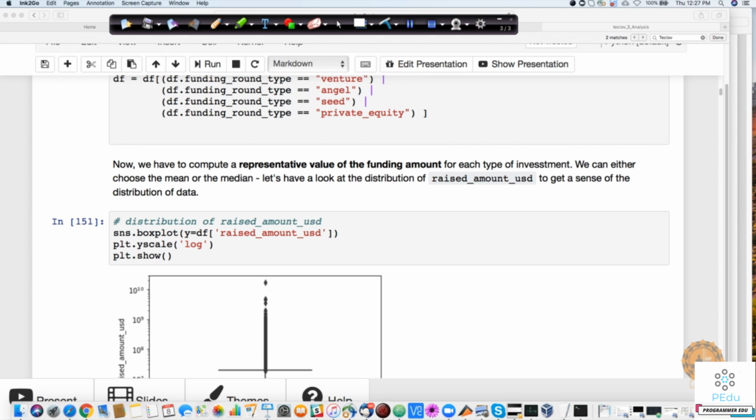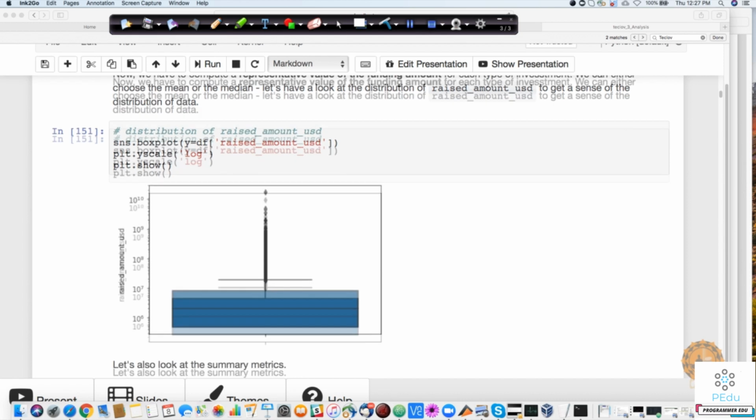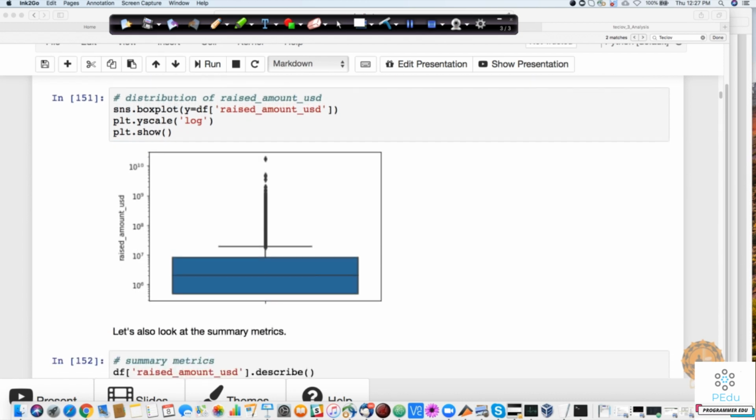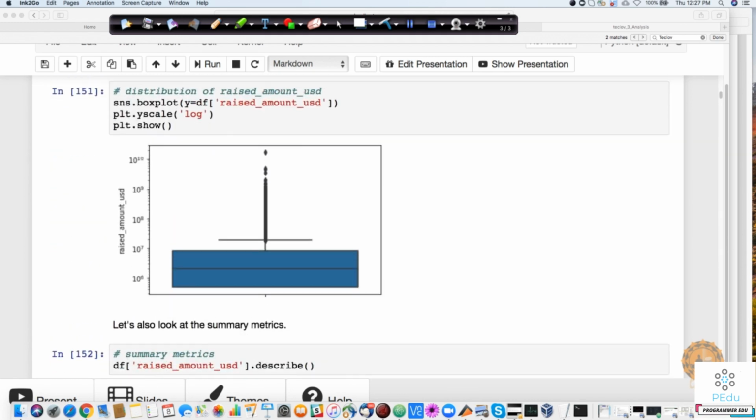So let's do that. In this case, let's look at the raised amount USD, and on the Y axis, if you notice, I have taken the log of it. Otherwise, if you remove the log and create this, you will not be able to make out anything of it, because it's on a very bad scale. Now let's look at the summary stats. It will give you even better insight, but here we can definitely see that there are some outliers going up, right? You can see that there are a lot of dots above this quartile.